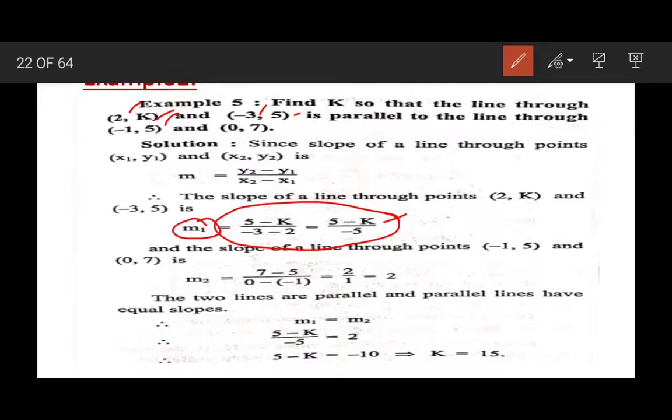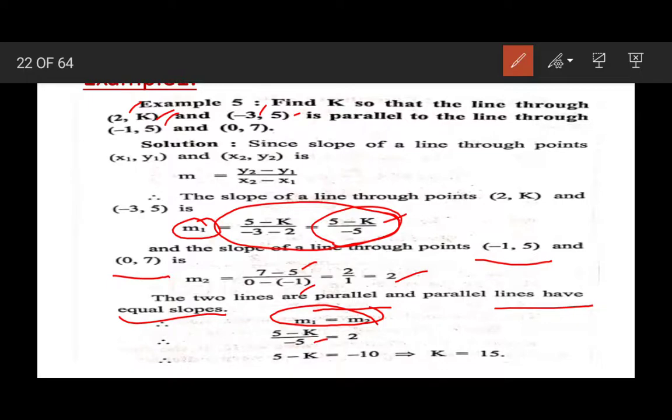This is m1. Now the slope of the line passing through these two points will be m2, that is equal to (7 minus 5) upon (0 minus minus 1), so that is equal to 2. Now since both the lines are parallel, and parallel lines have equal slopes, m1 is equal to m2. Therefore (5 minus k) upon minus 5 is equal to 2. So 5 minus k is equal to minus 10, so k is equal to 15.